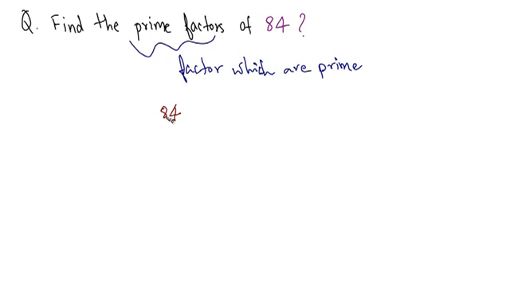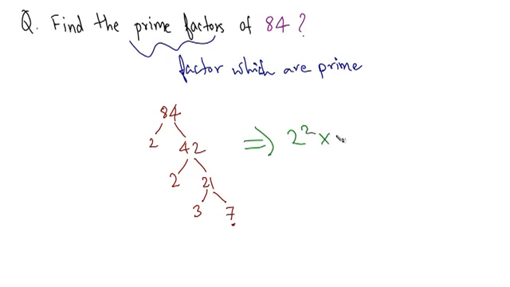So 2 can divide into 84, so we write 2, and if 2 divides into 84, we get the quotient as 42. Now we have to find the prime factors of 42. So let's start again with the lowest prime number, which is 2. So 2 can divide into 42, so 2, and we get 21. Now 2 cannot divide into 21, so we would go to the next prime number, which is 3. So 3 can divide into 21. 3 sevens are 21, so 7 we can write here. And you stop when you get a prime number here. 2 square into 3 into 7.